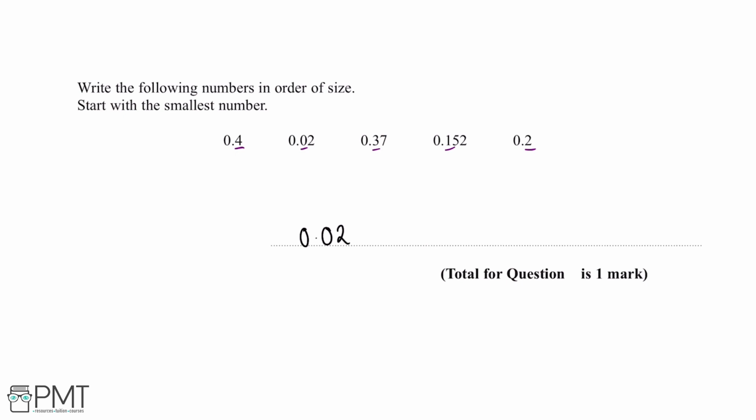The second smallest number is 0.152, and this is because the number following the decimal point is a 1. The number following the decimal point in 0.2 is a 2, so this is the next smallest number. The number following the decimal point in 0.37 is 3, making this the fourth smallest number, and then the only remaining number is 0.4. And this is our final answer. And this question's worth 1 mark, and we'll get this for the correct answer.